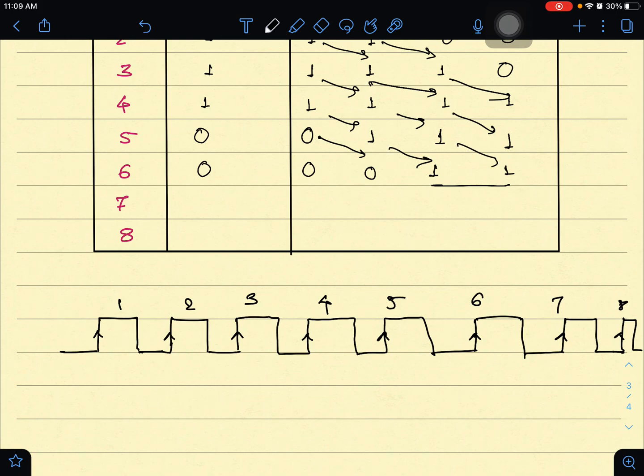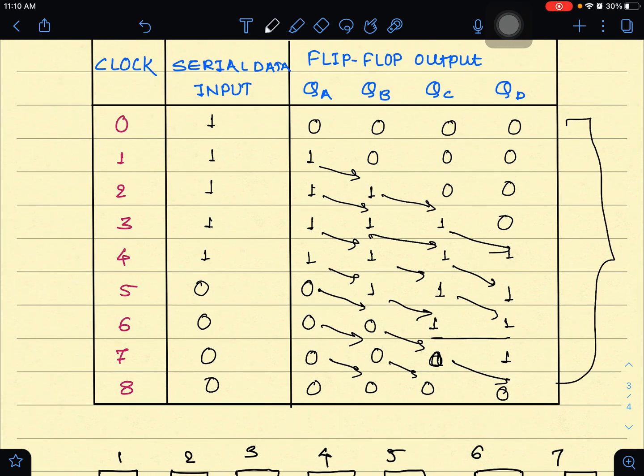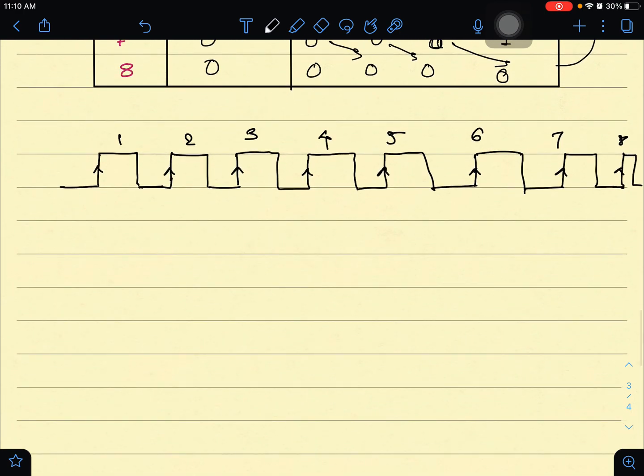Not constant, sorry, these are not constant. The data will be moved. This is 0, this 0 is shifting here, this 0 is shifting here. Sorry, it is a 0, and here that is 1. At the last clock pulse, this 0 is shifting to the right side. That means our first and last positions are the same. So the data input is the same like that.